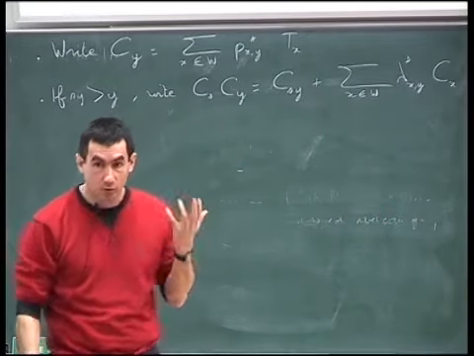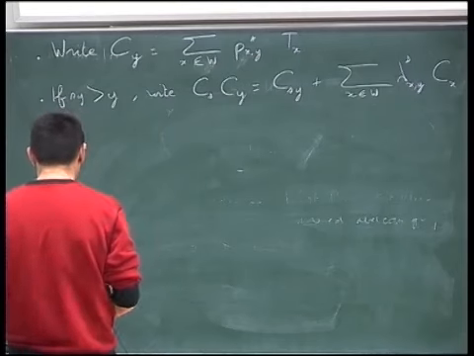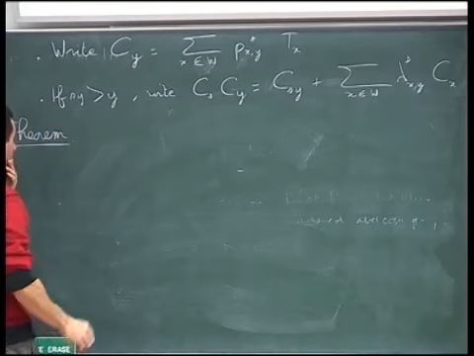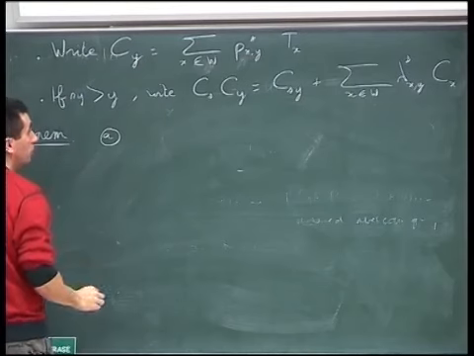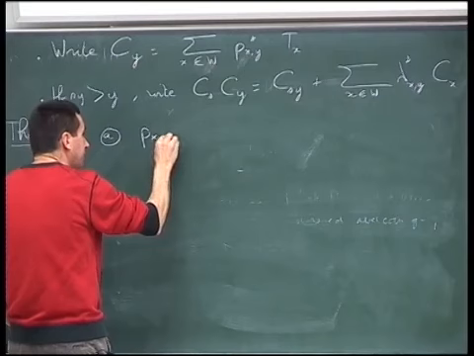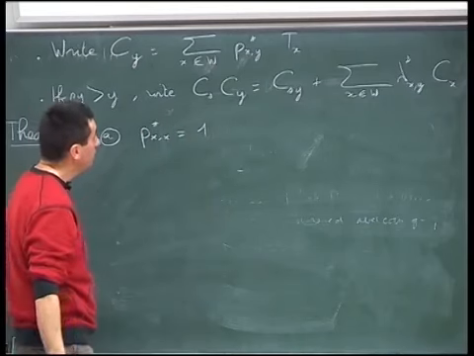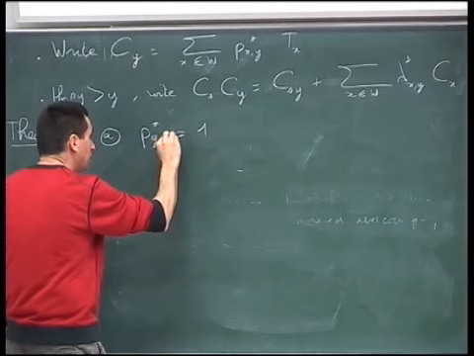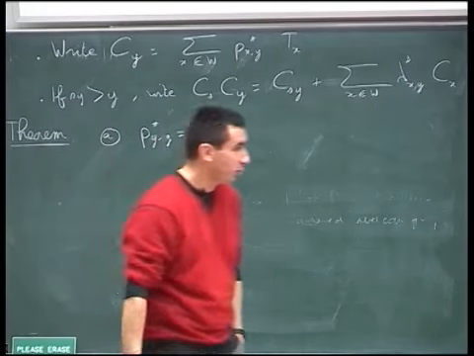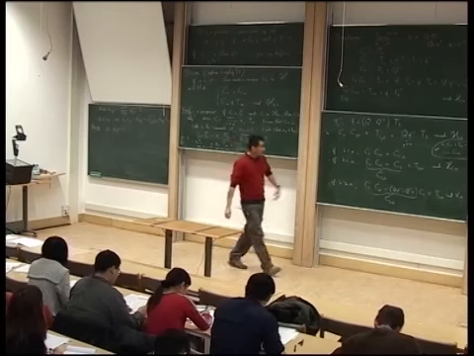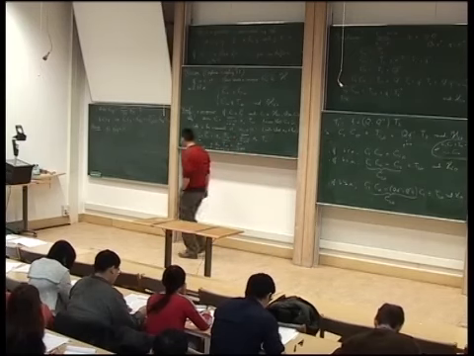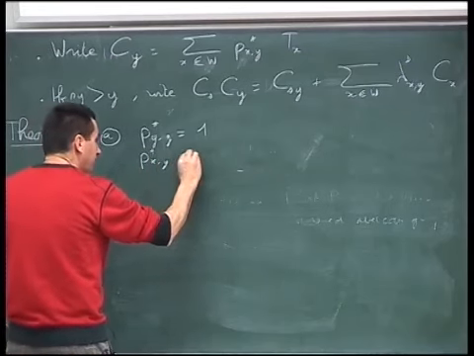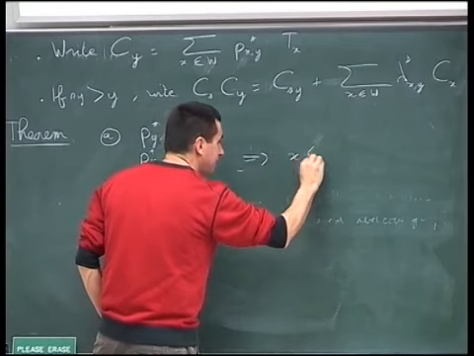So let's write the formula like this, and you get the following theorem. First of all, pxx star is equal to 1. The coefficient of Ty in Cy is always equal to 1. You can check on the different formulas, at least on this example. You get that pxy star is different from 0 implies that x is less than or equal to y.